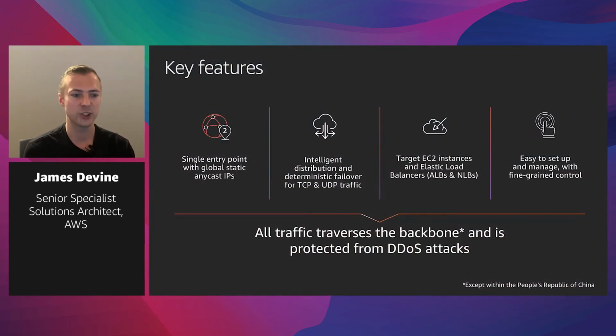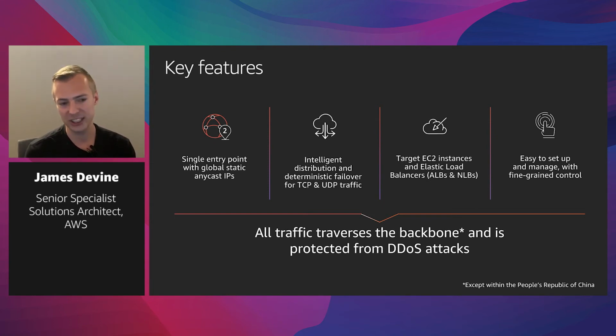Some of the key features of Global Accelerator is that it's a single entry point with global static anycast IP addresses. We actually get 2 IP addresses that are global when you launch a Global Accelerator. There's intelligent distribution and deterministic failover for UDP and TCP traffic. So we can fail and route traffic around our network transparent to the application when needed. We can target EC2 instances and elastic load balancers, currently ALB and NLB. It's also easy to set up and manage with fine-grained controls.